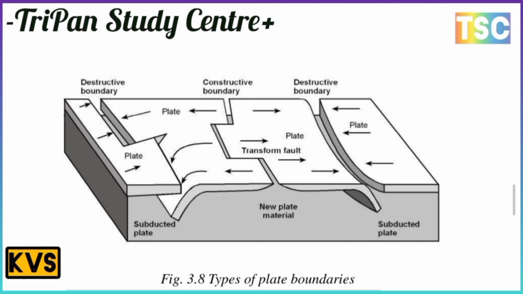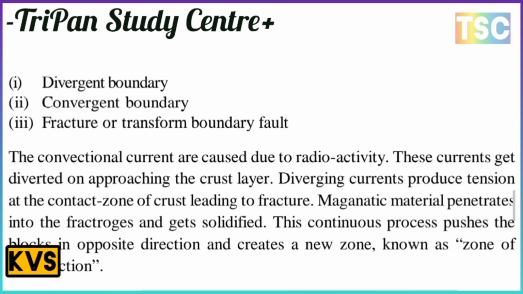The plates are in continuum. There is a divergent boundary, a convergent boundary, and fractures are the transform boundary fault. Convection currents are caused due to radioactivity, and this current gets diverted on approaching the crust layer. Reversing of the current produces tension at the contact zone of the crust, leading to fracture. The magma penetrates into the fracture and gets solidified. This continued process pushes the blocks in opposite directions and creates a new zone, known as the zone of construction.